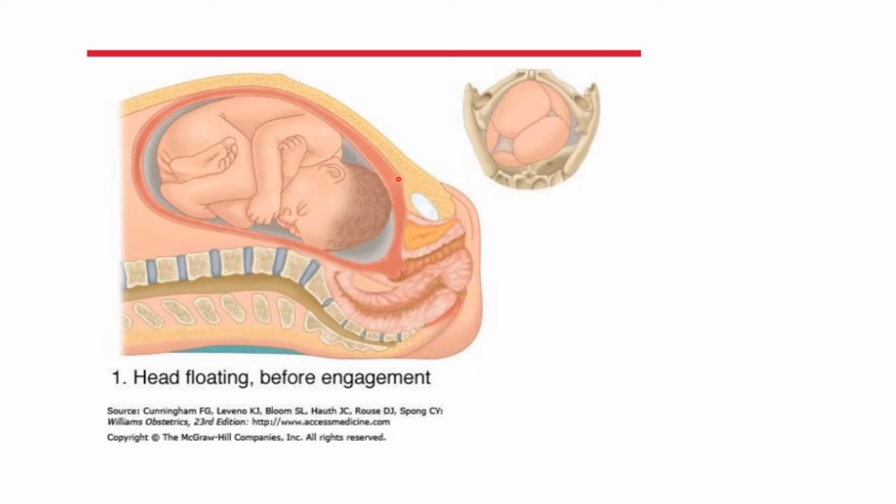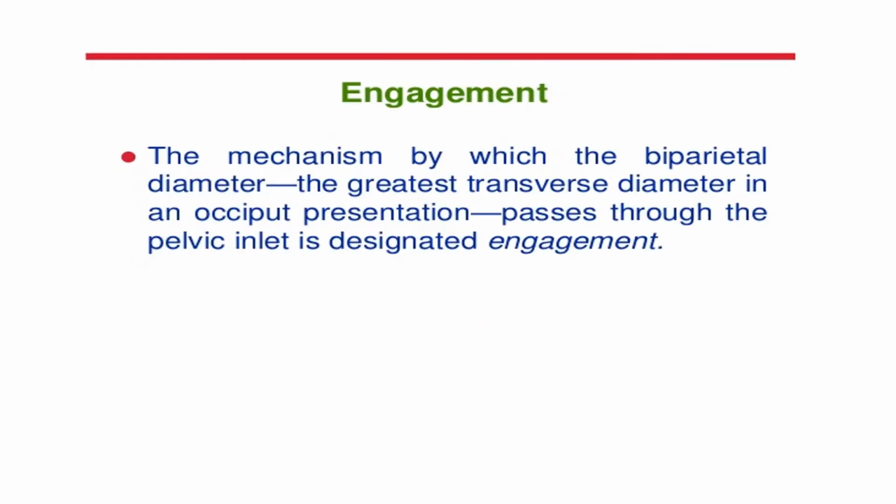Here actually the head is not engaged, the head has not entered into the pelvis. First one is engagement. Engagement is the mechanism where the biparietal diameter, the greatest transverse diameter in the occiput presentation, is passing through the inlet of the pelvis. So if the widest transverse diameter has entered into the pelvis, then we can tell that it has engaged.